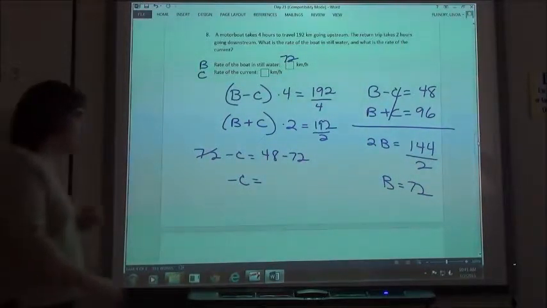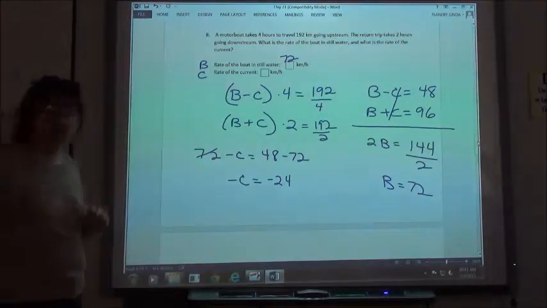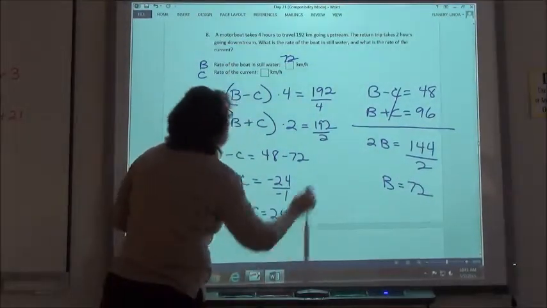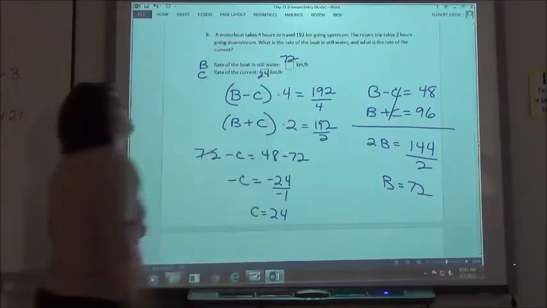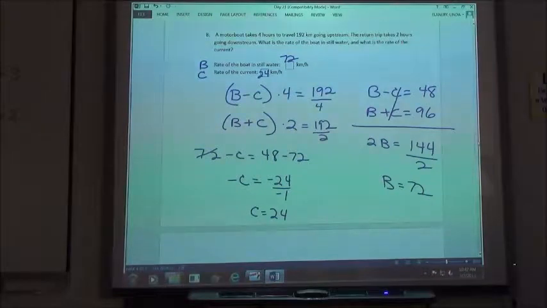negative 24. Then I end up having to divide by negative 1. So C equals positive 24. So the boat is going 72 kilometers per hour, the current 24 kilometers per hour.